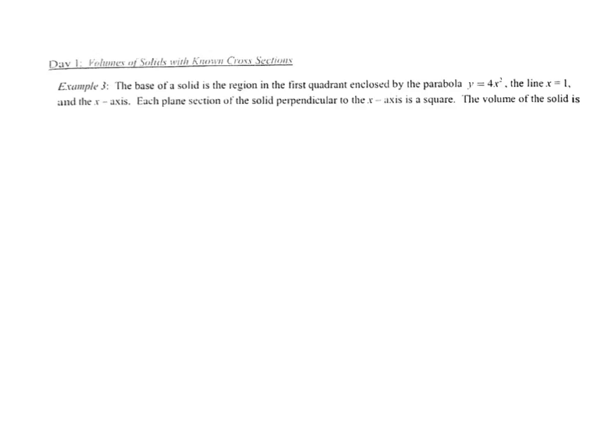But in this question, we're going to have a parabola of y equals 4x squared. And then we're also going to be looking at x equals 1 and the x-axis. We're going to look at the area that's bounded by that shape. And then popping up from that shape is going to be squares. We want to find the volume of that overall idea.